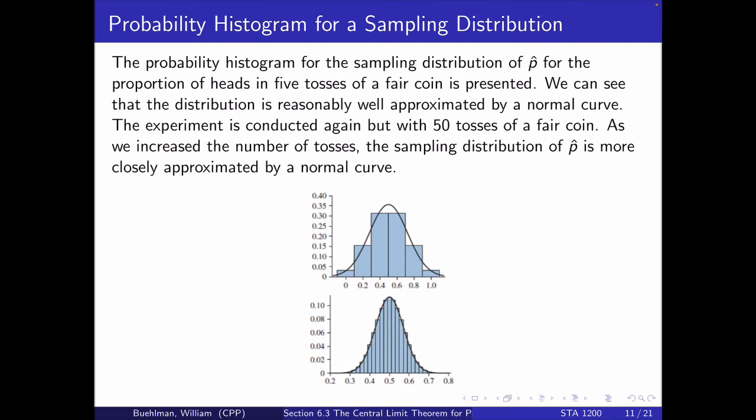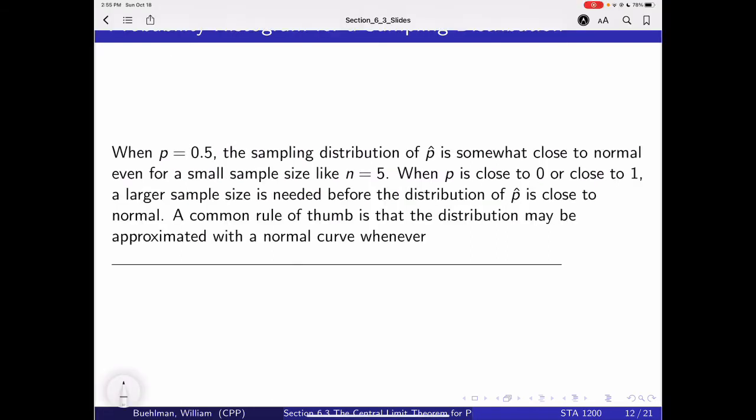Versus if we look at this bottom histogram, the gaps are much less pronounced and the curve fits much more closely to this histogram. So as we increase the number of trials, we got a closer histogram to the normal curve. When p equals 0.5, the sampling distribution of p hat is somewhat close to the normal, even for a small sample size of 5. When p is close to 0 or close to 1, a larger sample size is needed before the distribution of p hat is close to normal.